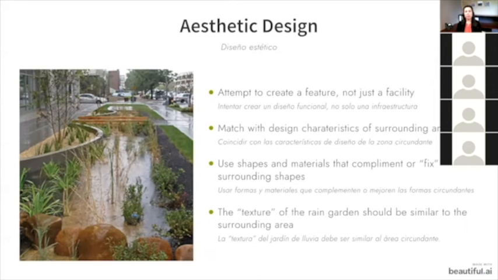When you are looking at creating a rain garden with your aesthetic design, really try to create a feature and not just a facility. How can you have this rain garden match the design characteristics from the surrounding area, utilizing any shapes that are natural shapes that complement or fix any kind of design issues that are surrounding it. And then make it a really similar type of texture to the surrounding area so that it really adds to your area rather than distracting or detracting from it.